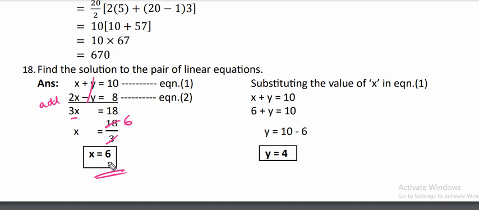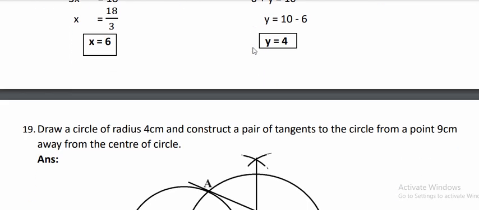And then you have to substitute the value of x in any one equation. Here the value of x is 6, so 6 plus y is equal to 10. You transfer this 6 to the right hand side, 10 minus 6, so y is equal to 4. So like this we have to solve the questions.